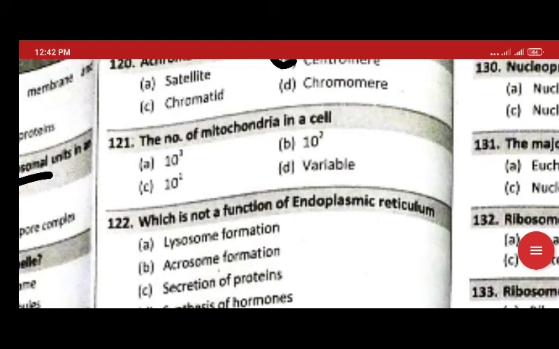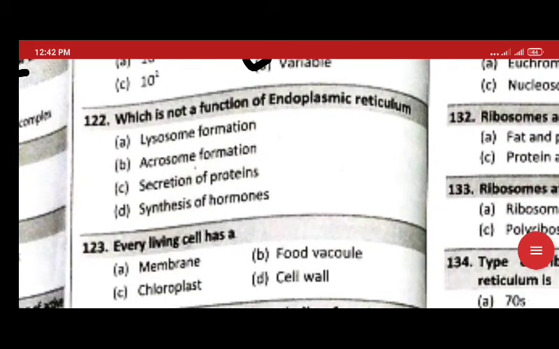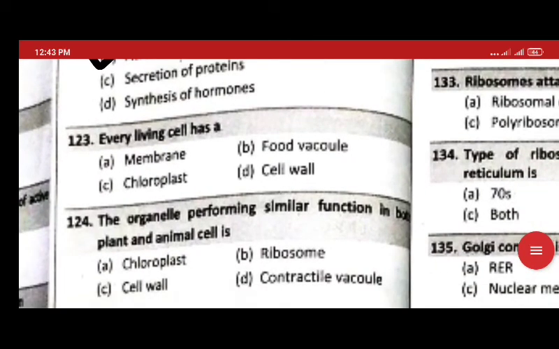The number of mitochondria in a cell. So the number of mitochondria can be what? Variable. 122, which is not a function of ER. The non-function of ER is acrosome formation. Option B is right.